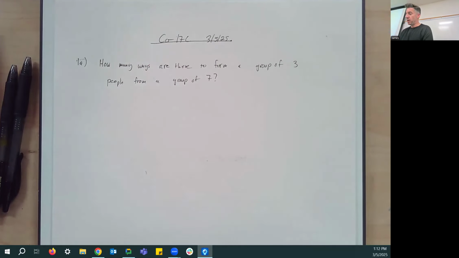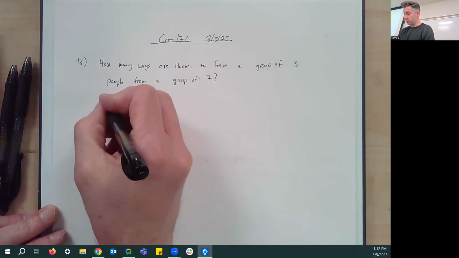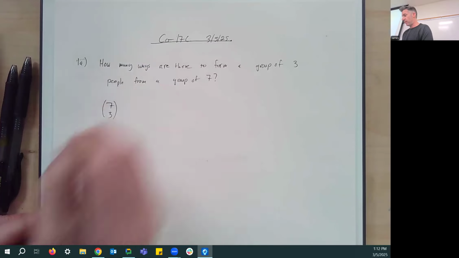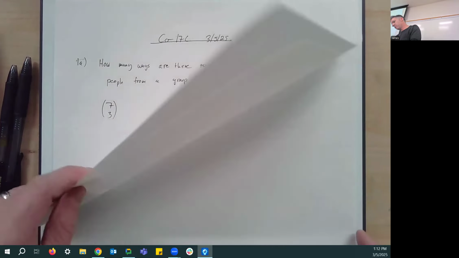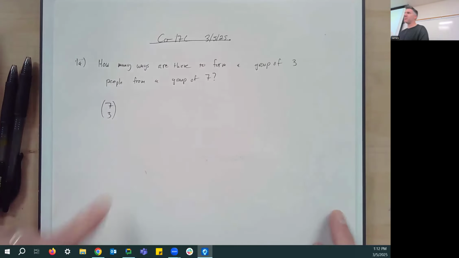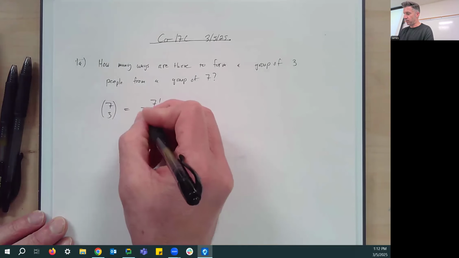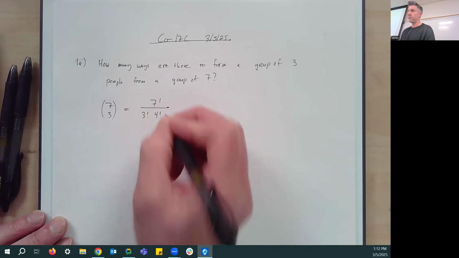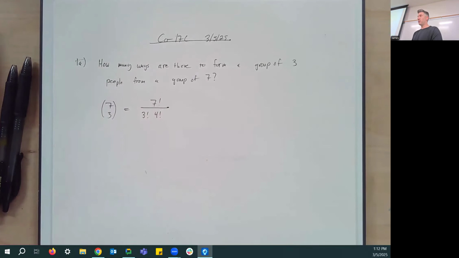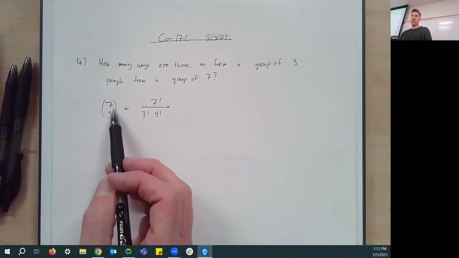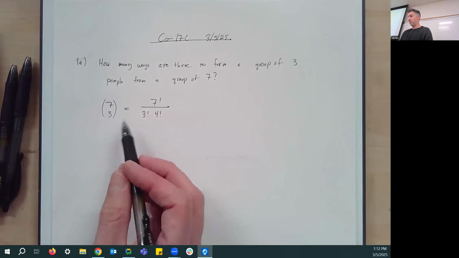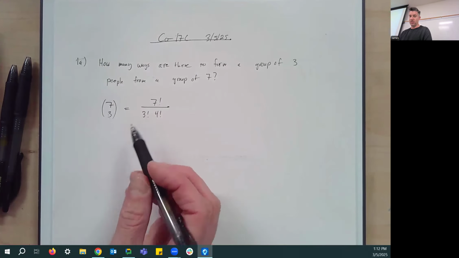How many ways? Well, here's what I would write. I would write 7 choose 3 like this. That's my preferred notation. Hopefully that's how he's writing it in class, but if he's not, it's also fine. That's going to be 7 factorial divided by 3 factorial times 4 factorial. I'm always thinking of these numbers showing up and then the difference between them showing up, right? The bottom things out of the 7 essentially.